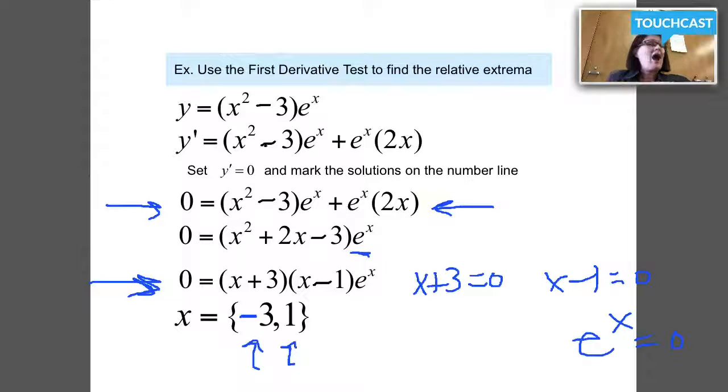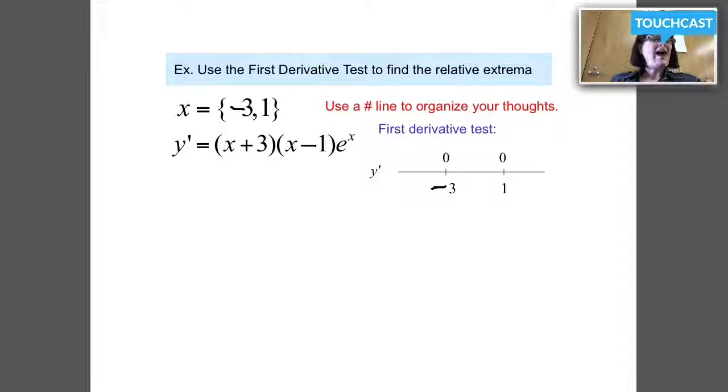So I have two solutions, which means I have two critical points. So I'm going to mark them on the number line. All right, so I have two zeros, two roots, two solutions to the equation y prime equals 0, two critical points, two numbers I've marked on my number line. Those two numbers on the number line separate the number line into three separate sections. I'm going to test a point from each interval.